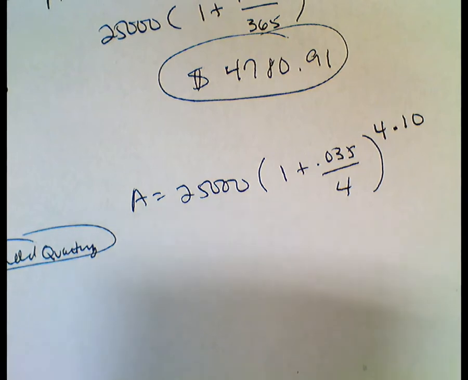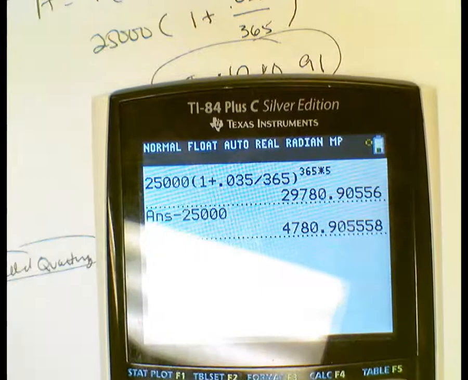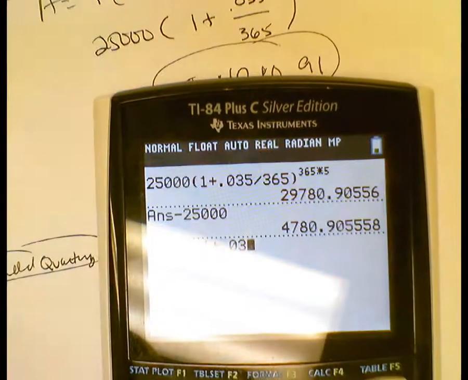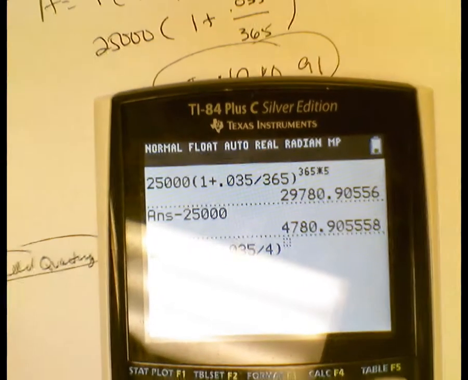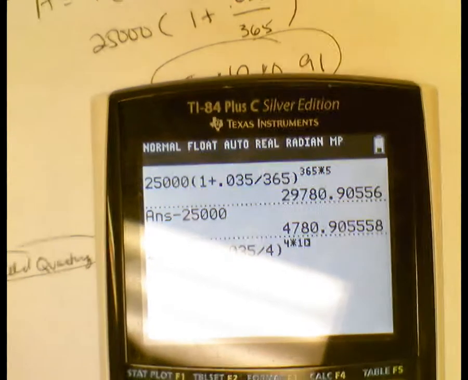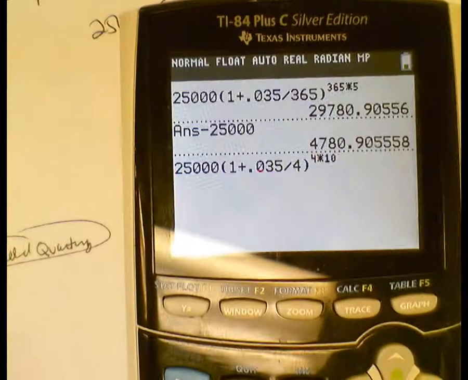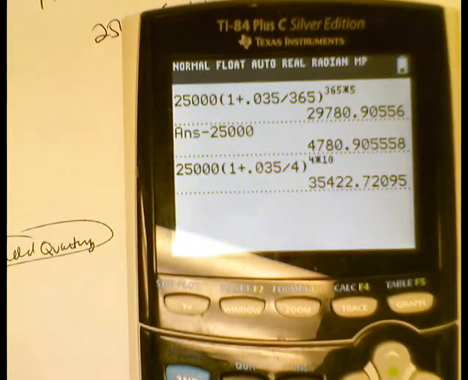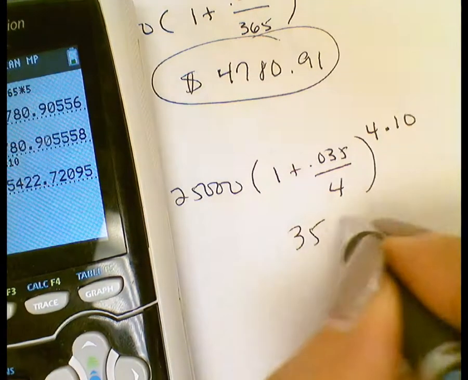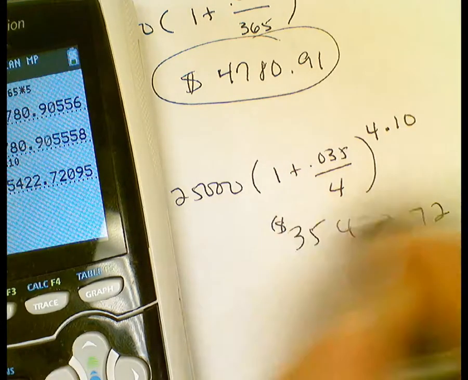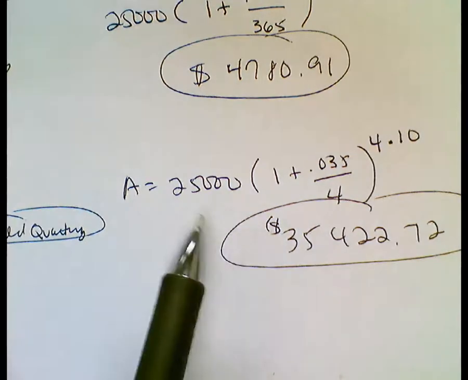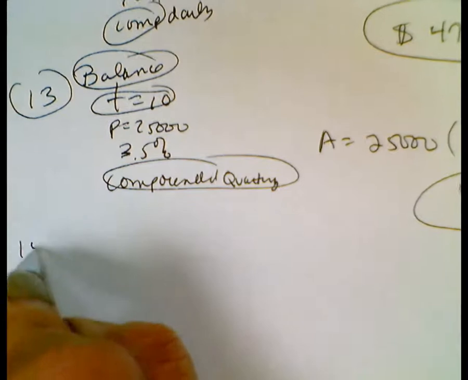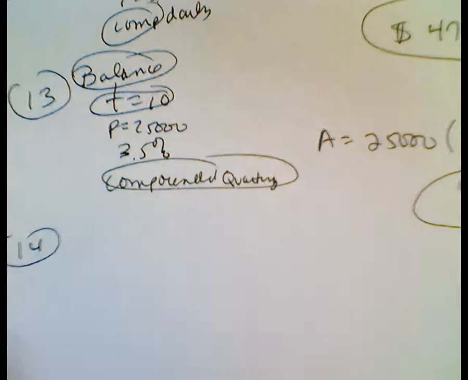So 25,000, parenthesis, 1 plus 0.035 divided by 4, because it's quarterly, raised to 4 times 10. So you can write a 40 in there, or the 4 times 10. So that's $35,422.72. That's their balance. So it looks like they've made over $10,000 in 10 years. That's not a bad gig right there. I like it. 14.